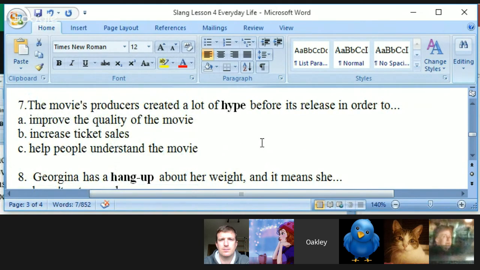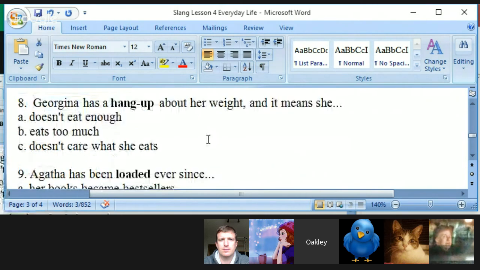The movie's producers created a lot of hype before its release in order to increase ticket sales. Absolutely. Exaggerated advertising. Okay, we've all seen this before, especially with movies. Movies have a lot of hype. Every time they make another action movie based on a comic book, you just get overwhelmed with hype about, oh, this is going to be the greatest movie ever. Oh my goodness. Okay, Star Wars movie coming up. Tons of hype. Lots of hype.